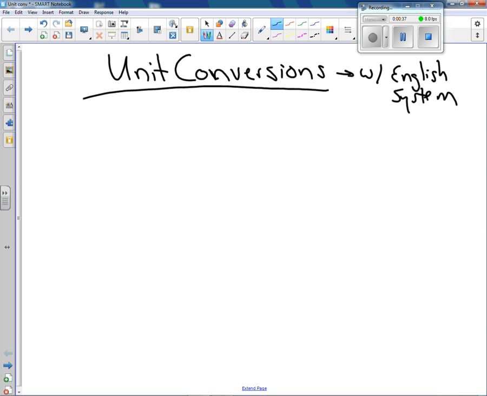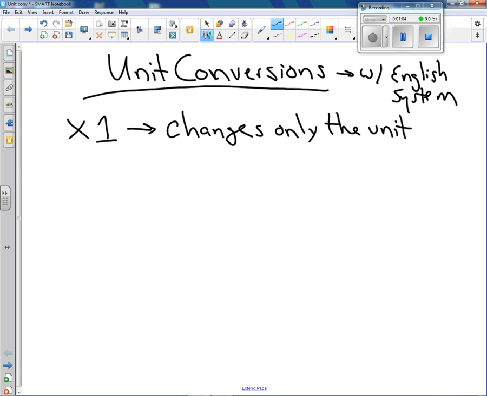So the way you convert units from one unit type to another is by multiplying by 1. Now you know that when you multiply something by 1, it doesn't change anything. But actually, if you set it up right, you can change the unit. So multiplying by 1, when used correctly, changes only the unit. Now let me show you a few different ways that we can think of the number 1.